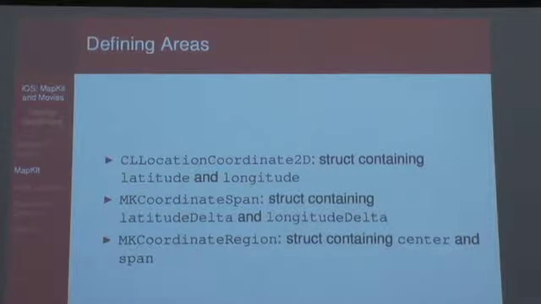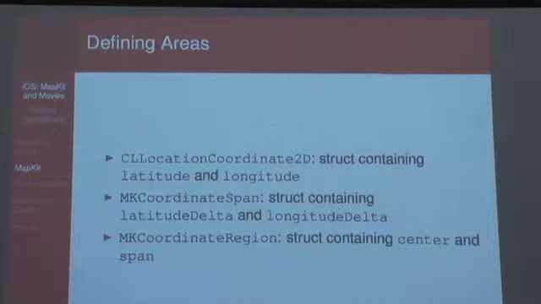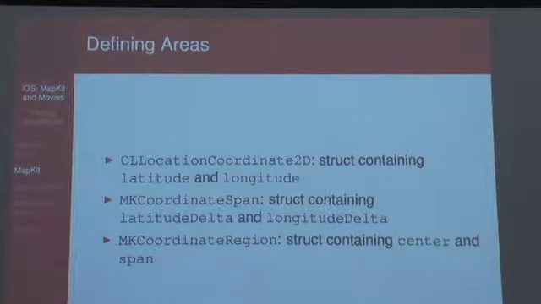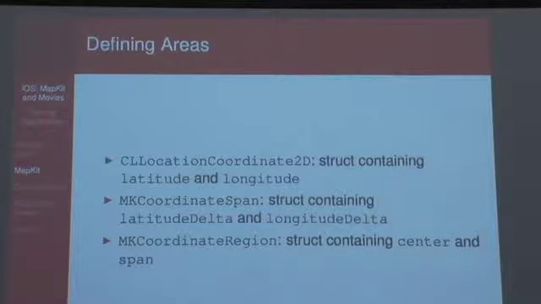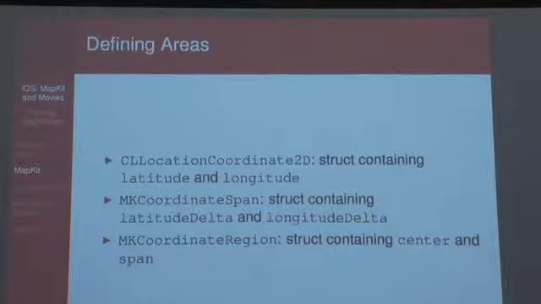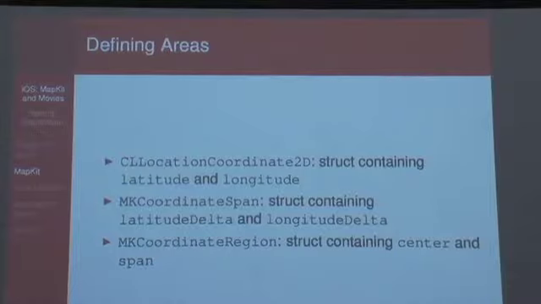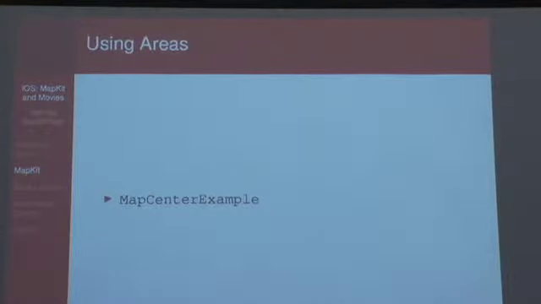Then you can also define a span. So basically, some region that starts at some point and goes laterally and vertically some distance. So a latitude delta and a longitude delta is how many degrees of latitude and longitude you want this area to cover. And so with a point and a span, you can form a region, which is basically a rectangle that defines an area on the map.